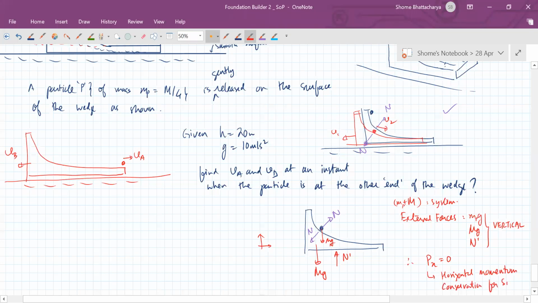For the system, the initial momentum was 0. So the initial horizontal momentum was 0. Okay. So we will apply that to this situation. So in this situation, what is happening?